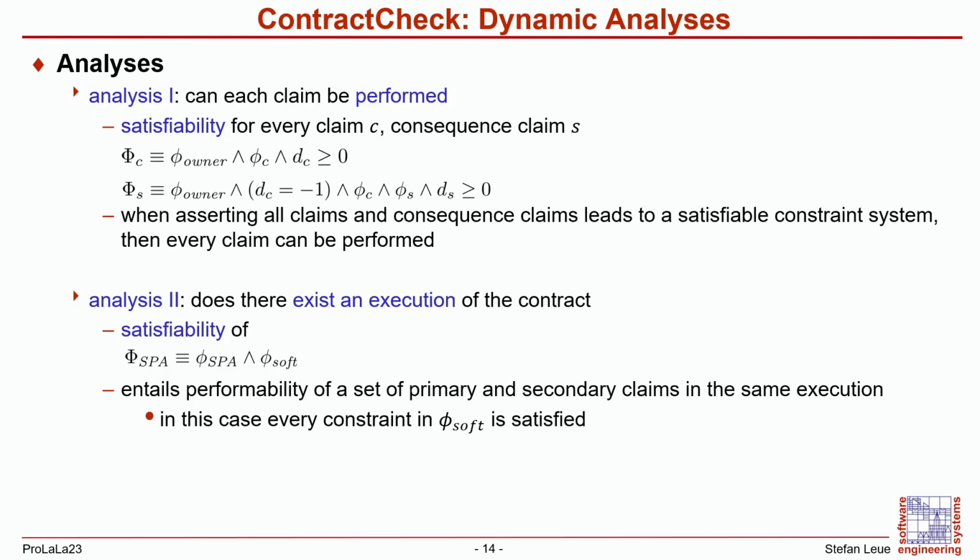Okay, so analysis. We're defining two types of analysis. The first is that we're asking ourselves, can each claim be performed individually? For this we have the claim formula and the ensuing secondary claim formula if they are violated. And when asserting all claims and consequence claims leads to a satisfiable constraint system, then every claim can be performed. The second analysis is, does there exist at all an execution of the whole contract? Because it could be that some claims are not satisfiable, but still the contract can be performed.